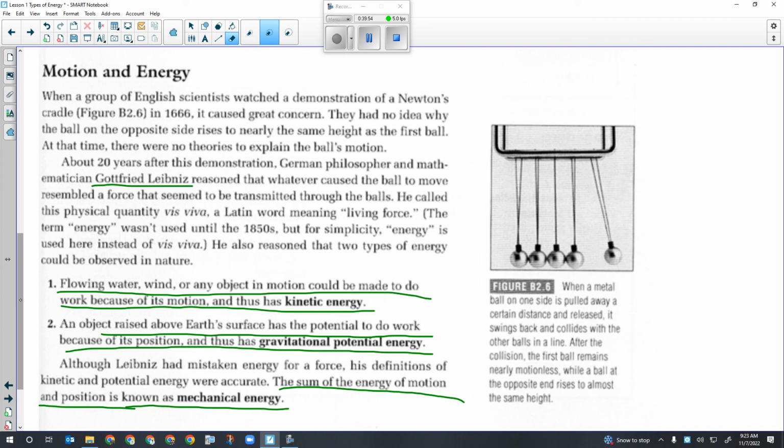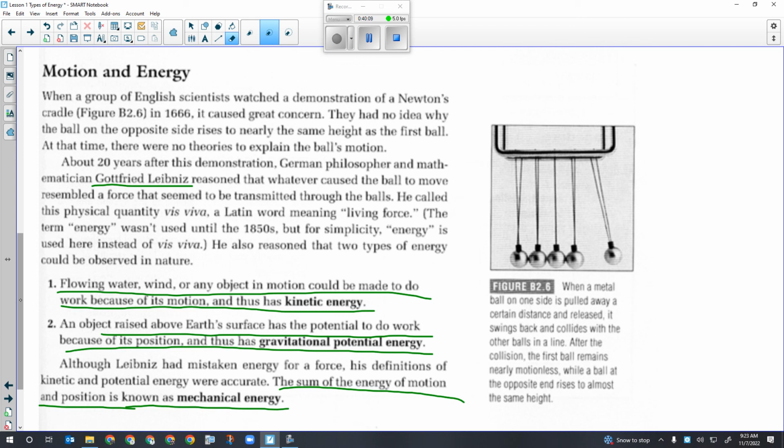Eventually it stops because every time one ball hits another ball, it makes noise. And that sound energy just dissipates out into the environment. It represents a loss of energy from the system, so eventually it slows down and stops moving.